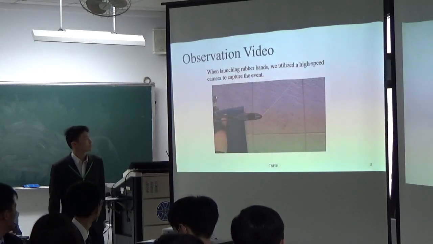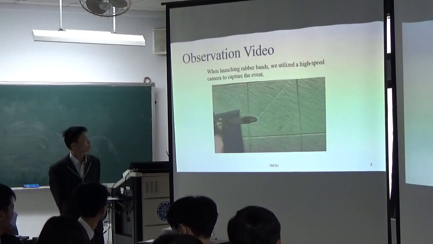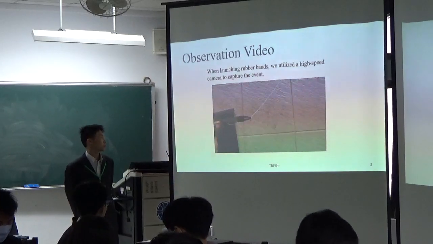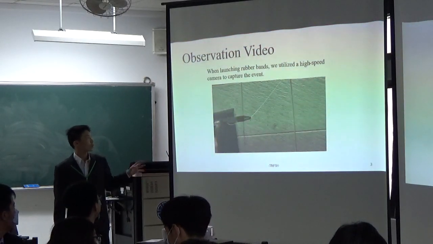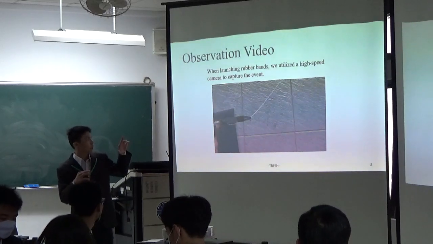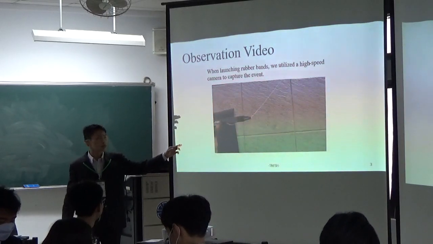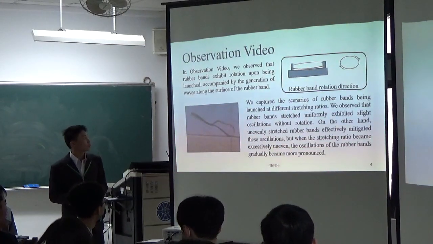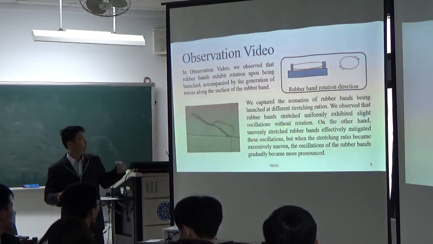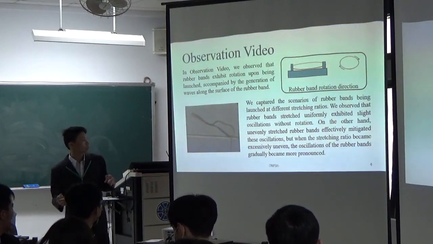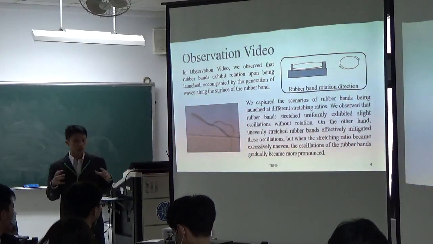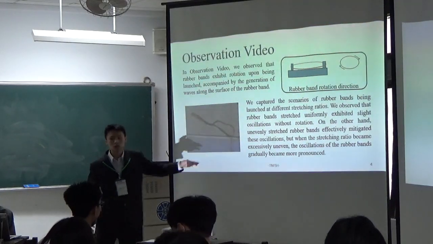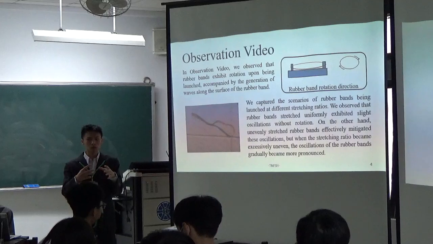So here's our observation video. In the observation video, we can see that when launching the rubber band, we utilize a high-speed camera to capture this event, and this is the unstretched one. So in our observation, we can see that the rubber band exhibits a rotation upon launch, and when it launches unstretched, the shape is kind of weird, not the round shape.